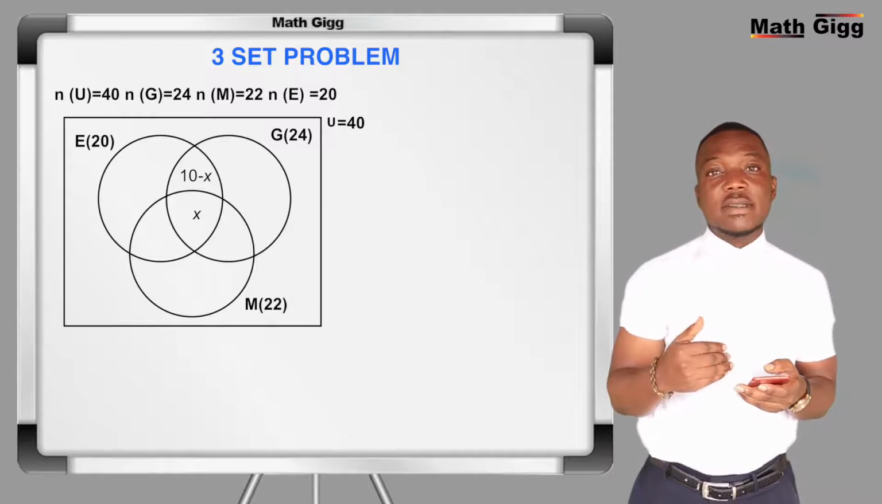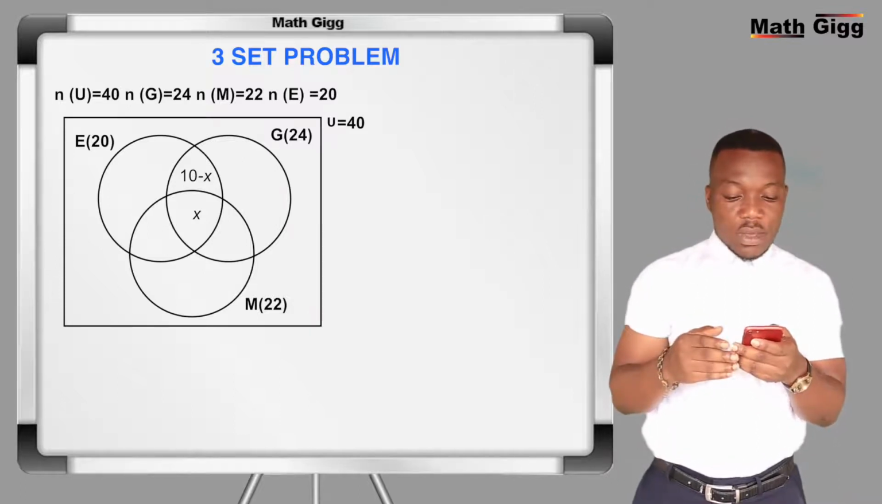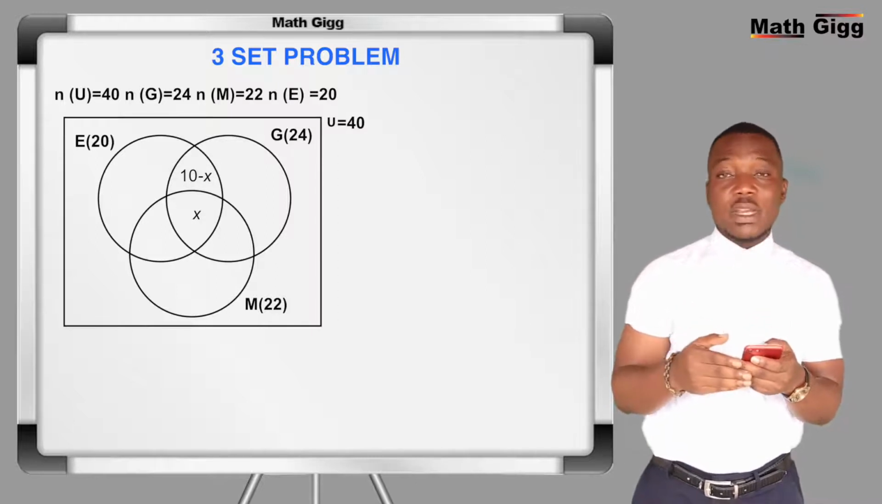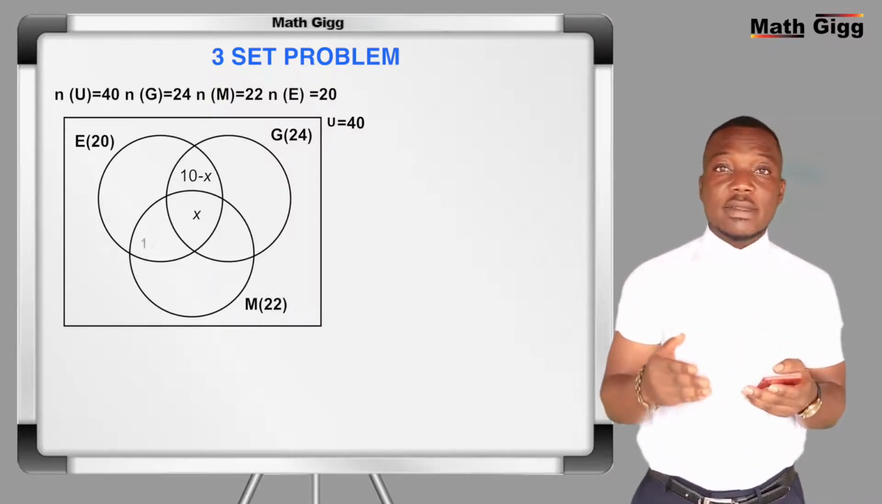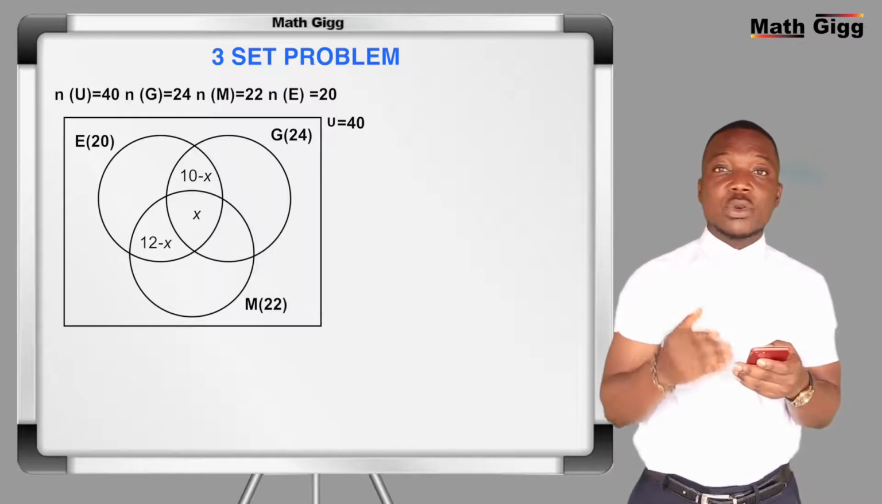And 10 minus x plus x is still 10. That's good. So you see it on the screen. Now when we get to mathematics and economics, that is 12. So that place is also going to be 12 minus x, so that the two regions, when you add them, you get your 12 back.